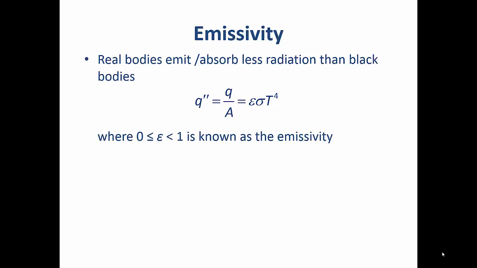As I've already noted several times in this course, real bodies will emit and absorb less radiation than black bodies. So, in a very simple expression, we could say that for a real body the emission will equal some constant which lies between 0 and 1 times the energy that would come off the black body, and that constant is known as the emissivity.